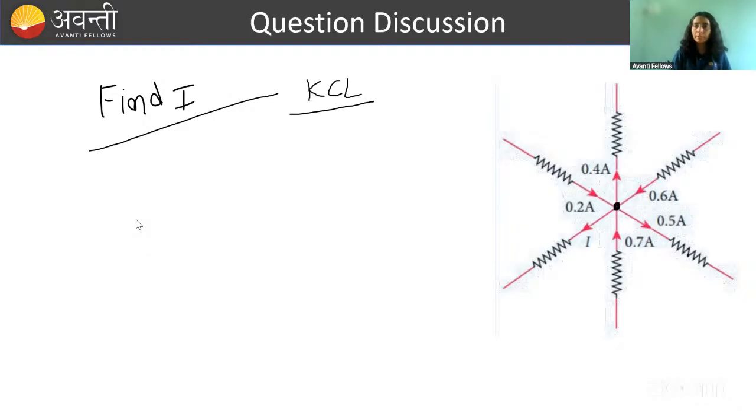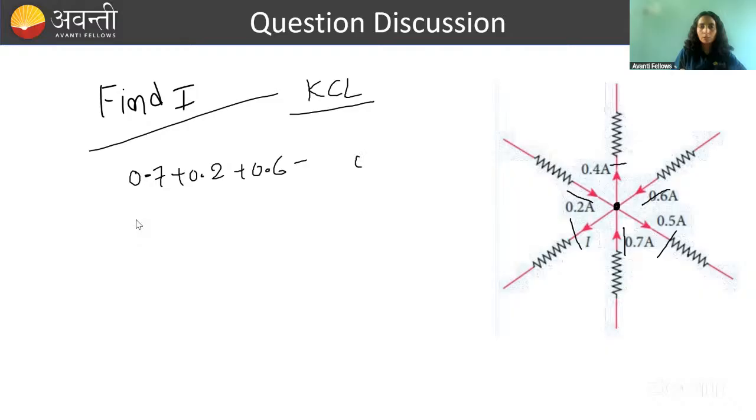Yes, Shravya, very good. That's great. Yes, Kiran, सही है. Okay, so KCL क्या कहता है? Whatever current is coming to the junction, how much is coming? 0.2, 0.6, 0.7. So 0.7 plus 0.2 plus 0.6 is coming to the junction. How much current is going out of the junction? This is 0.4 and this is I and this is 0.5.